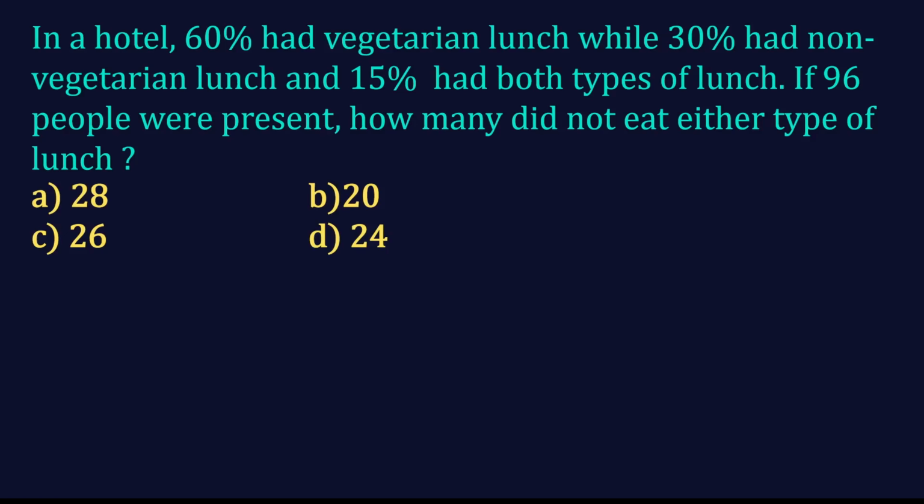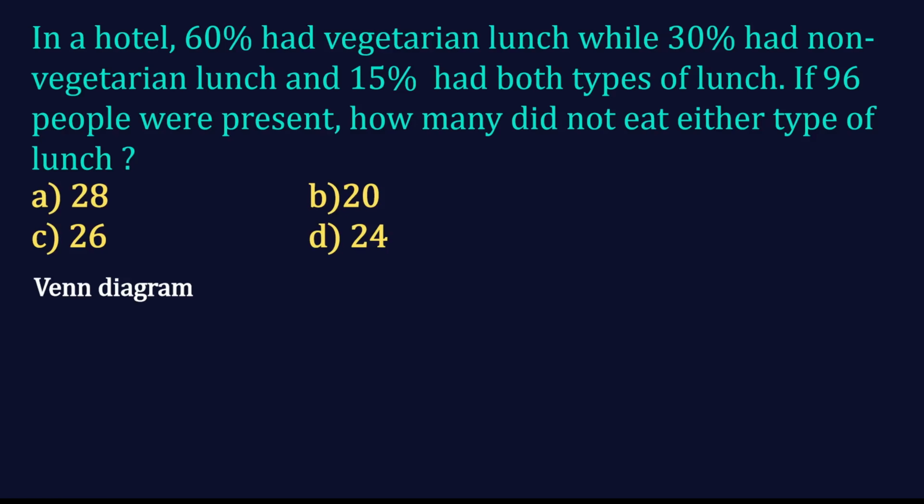So let's move on to the next question. In a hotel, 60% had vegetarian lunch, while 30% had non-vegetarian lunch and 15% had both types of lunches. If the total number of people present is 96, we need to find how many did not eat either type of lunch, meaning those people who did not eat either veg or non-veg. So how many people did not eat? Is it 28, 20, 26, or 24?